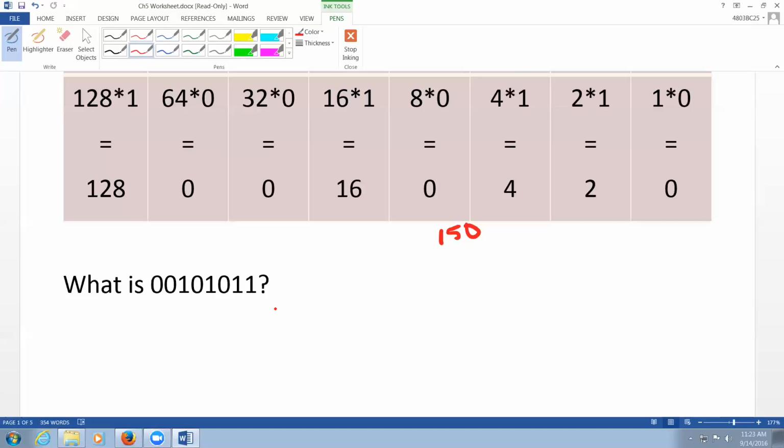All right, so who came up with this number? What did you guys come up with? 43. Anybody come up with anything different? Everybody came up with 43, hopefully. Okay, so that's 43, awesome. And how did we do that? We had 0, 0, then we had 32 plus 0 plus 0 plus 8 plus 2 plus 1, and we got 43.